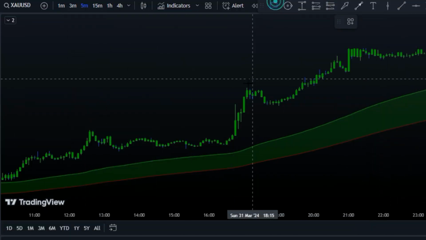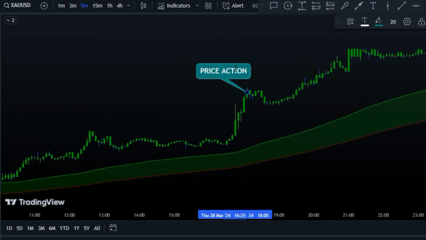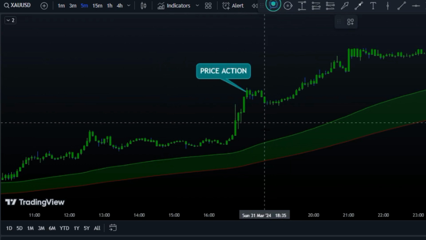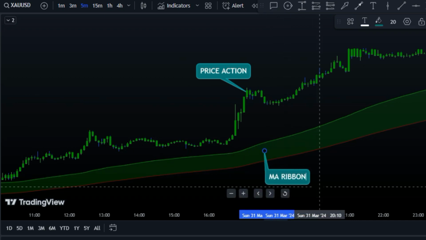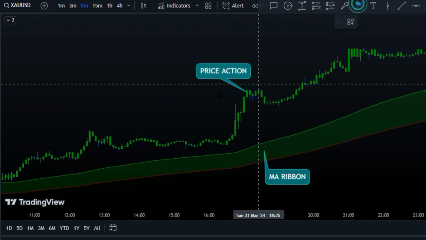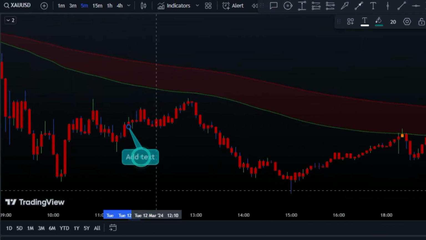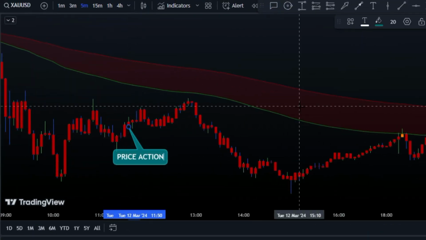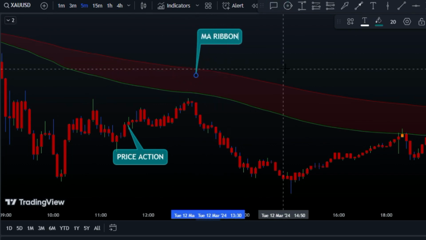This cool indicator helps us spot market trends with a colorful ribbon. If the price stays above the green ribbon, the trend is your friend and going up. And if it dives below, the trend is heading down. It's that simple. Now you can easily spot trends and trade with confidence.